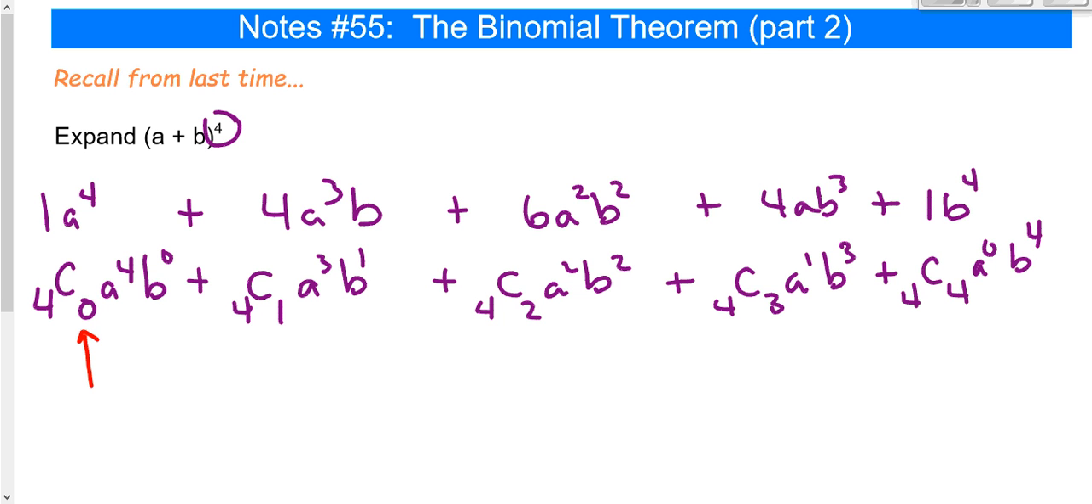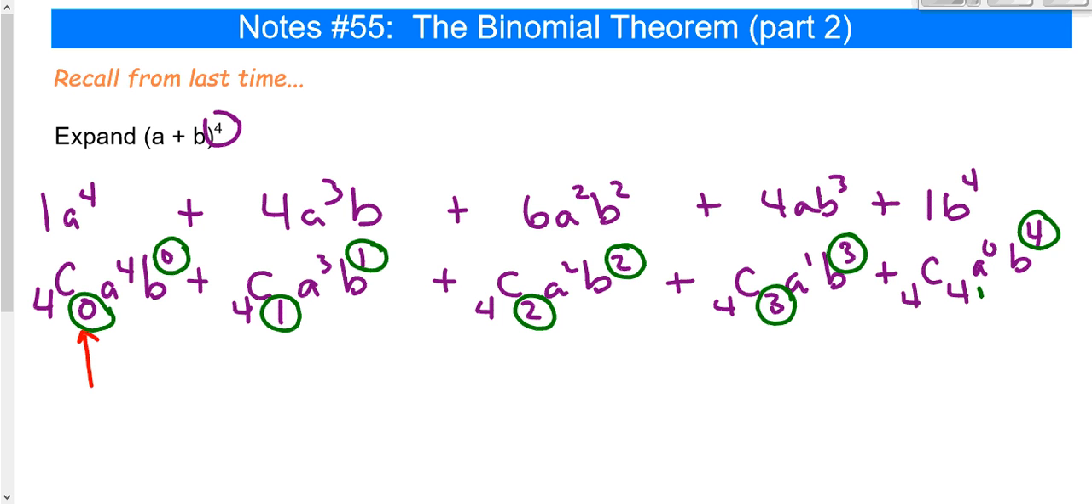Another thing to notice is that the power on b is always the value of r. So b to the first, 4 choose 1. b to the second, 4 choose 2, etc. Those numbers are always the same. b to the r, 4 choose r, or whatever it is, n choose r.